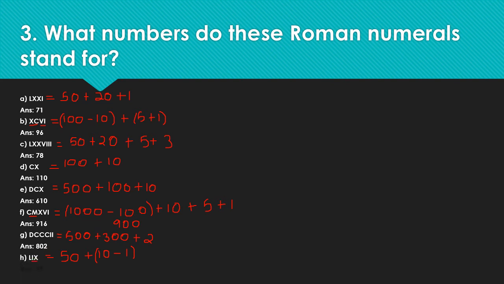Next, LIX. So here you see L stands for 50. Then next you see these two numerals, that is IX. So smaller numeral with greater numeral. So what do you have to do? You have to subtract 10 minus 1. So 10 minus 1 you will get 9. Then 50 plus 9 you will get 59 is the answer.